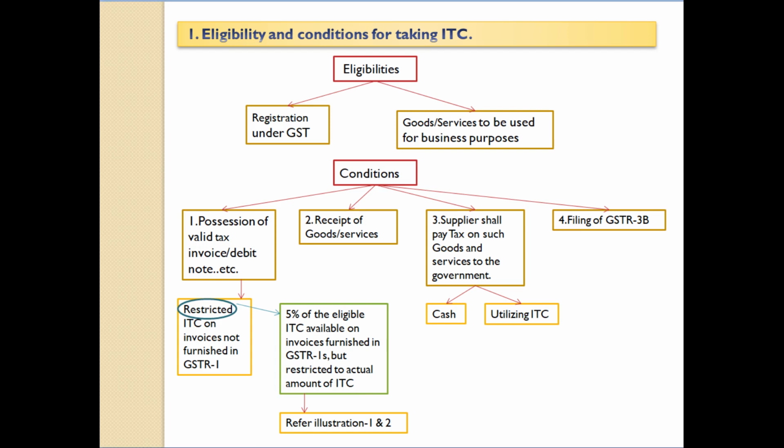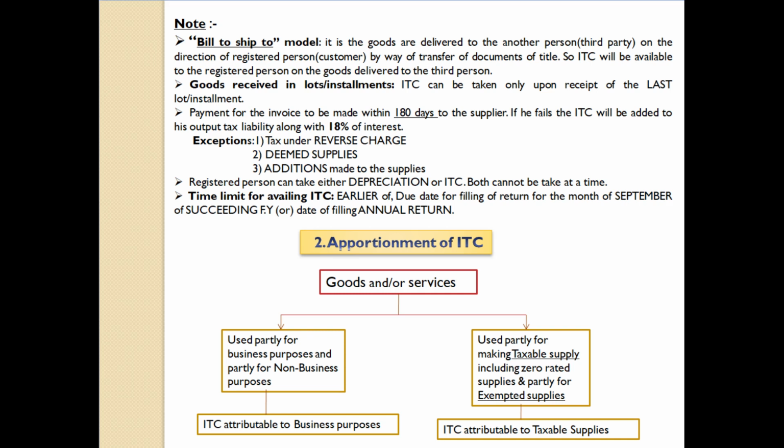And the last condition is the registered person must have filed his return under GSTR 3B on a monthly basis on his inward supplies. We have some topics given under the note. The first one is the bill to ship model, which involves three persons, for example A, B, C, which means B purchased goods from A and A gave a bill, and B supplies to C by delivering the bill which is received from A, and A delivered the goods to C.